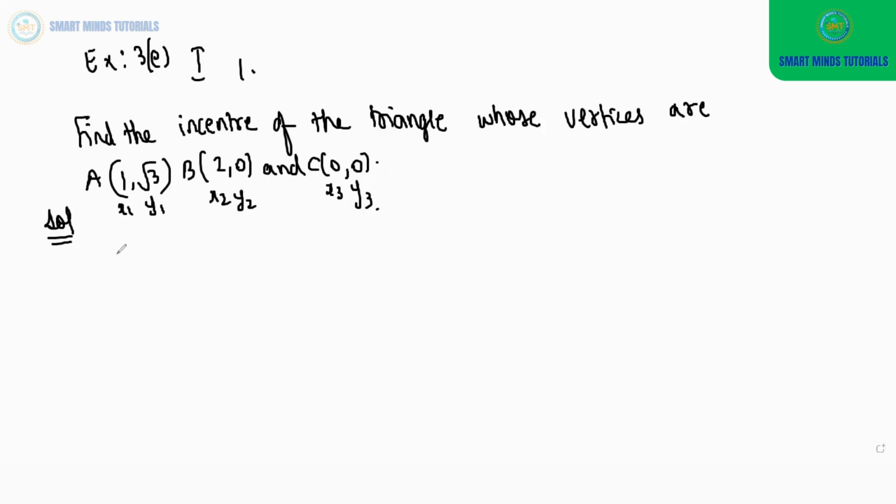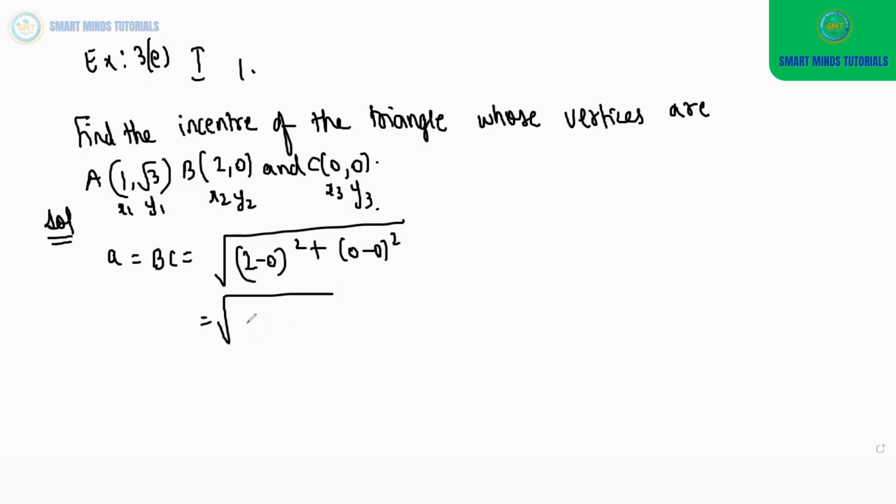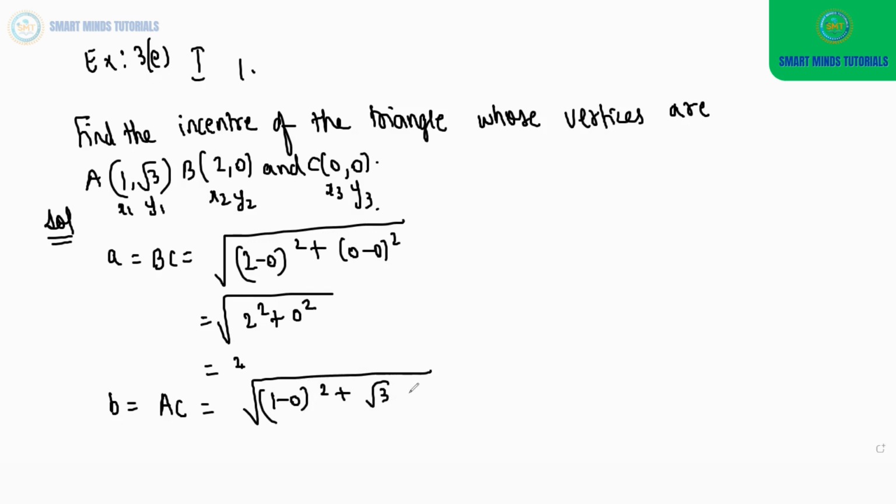So first we will find the distance of BC, that is small a. So we apply the distance formula: root over (2 minus 0) whole square plus (0 minus 0) whole square. That is root over 2 square plus 0 square. That is 2. Now we find small b, that is the distance AC. That is root over (1 minus 0) whole square plus (root 3 minus 0) whole square. So that is root over 1 plus 3, which is equal to root 4, that is 2.